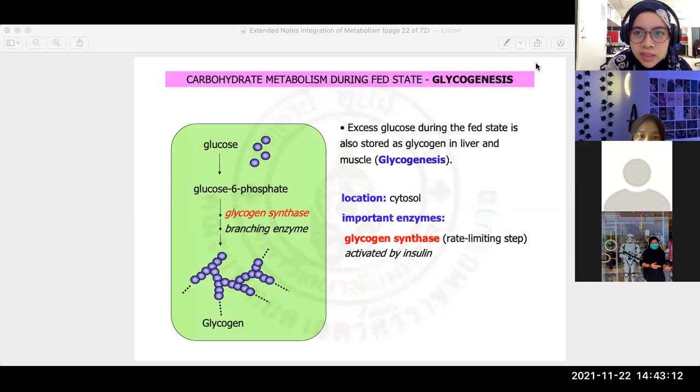Glycogenesis takes place within the cytosol, and the important enzyme is glycogen synthase, the rate limiting step. This is also activated by insulin. Insulin will send a signal to our body: now you have extra glucose, so we need to do glycogenesis to store the excess glucose. So that is glycogenesis.